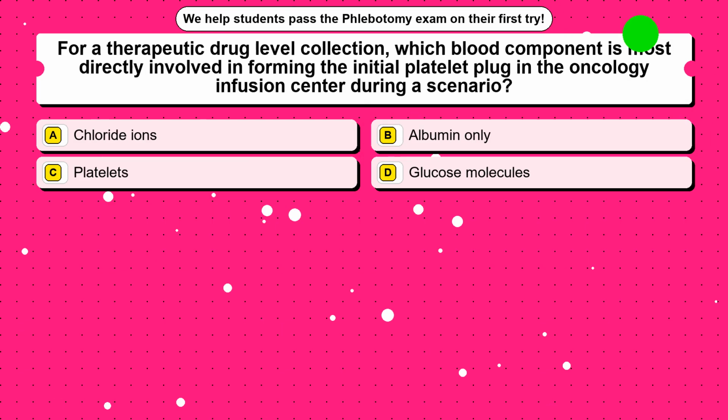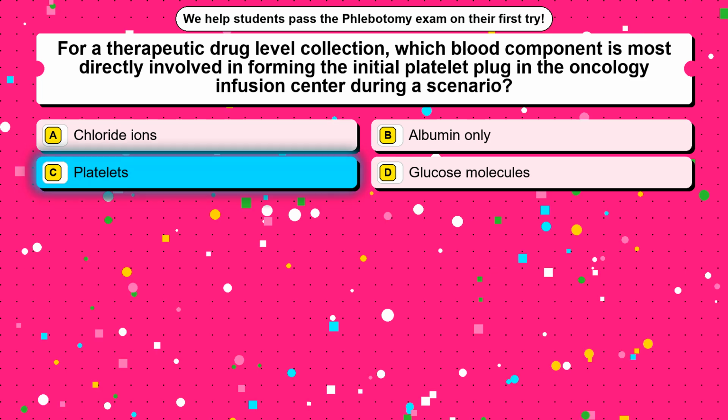Question 77. For a therapeutic drug level collection, which blood component is most directly involved in forming the initial platelet plug in the oncology infusion center during a scenario? Option A, chloride ions. Option B, albumin only. Option C, platelets. Option D, glucose molecules.